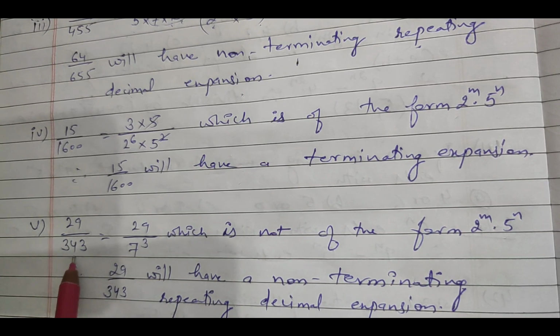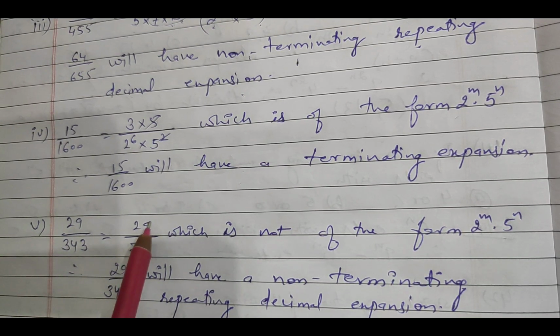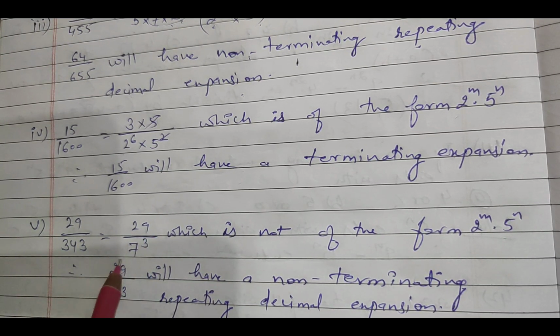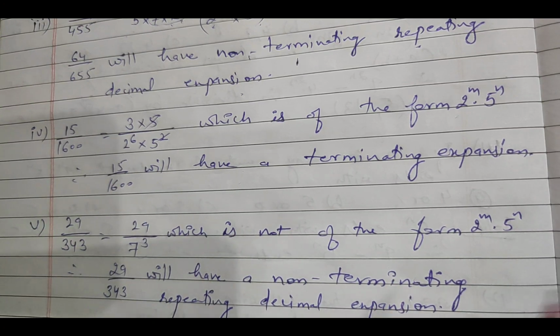Next is 29 upon 343. So 29, as you know, is a prime number, so I will write it as it is. 343 can be written as 7 raised to power 3. As you can see, we don't have 2 or 5. So this will be a non-terminating repeating decimal expansion. Correct?